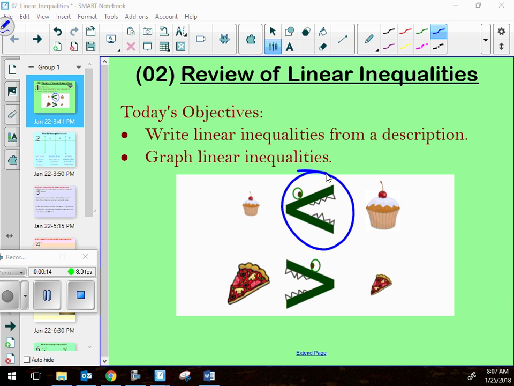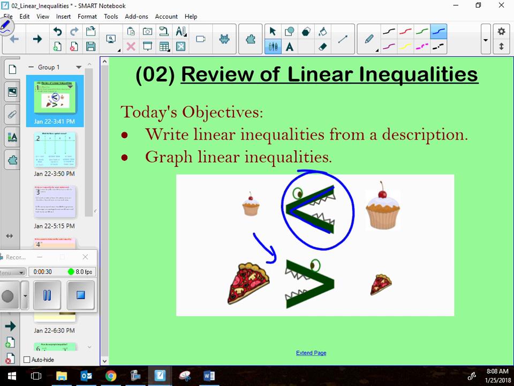Some kids get confused which one that is, and I will just remind you, it sort of looks a little bit like an L. Would you agree it looks more like an L than that one does, at least? Okay, and that's the less than sign. The one that looks kind of like an L is the less than sign.